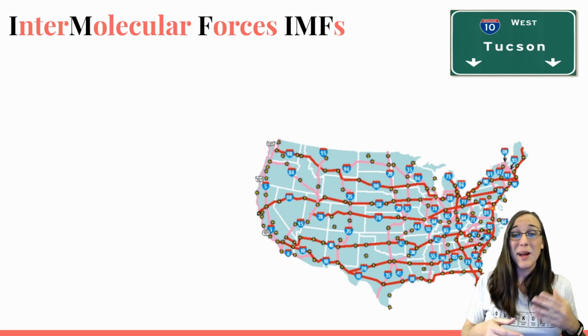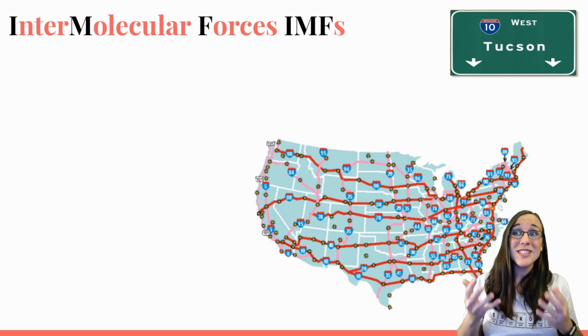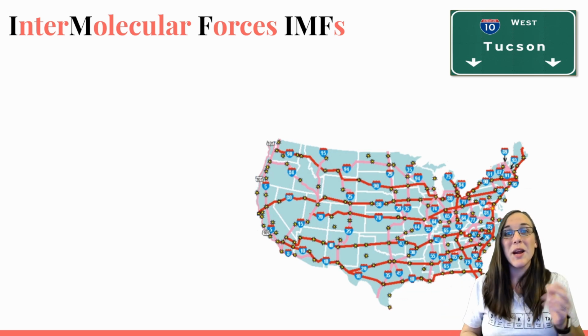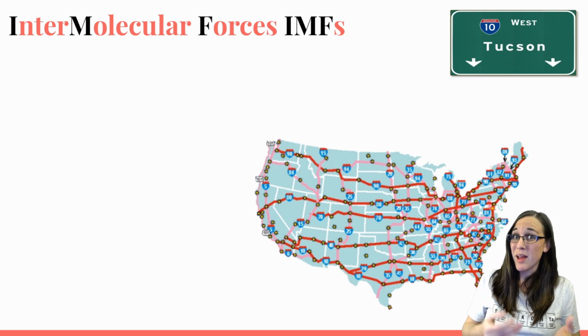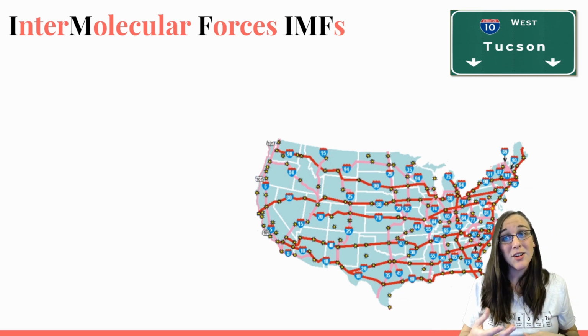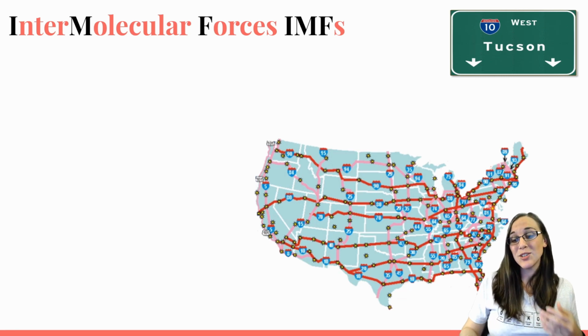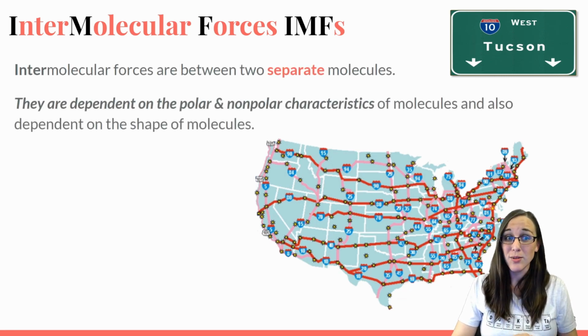For example, when my husband and I drove cross country to get here to Virginia, we took the interstate highways all the way across the country from Arizona to Virginia. So interstate, just as it would imply between states, intermolecular would imply between molecules. So this is a force that is occurring between molecules, between two separate molecules.